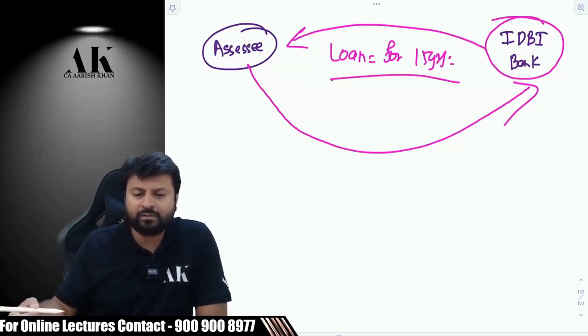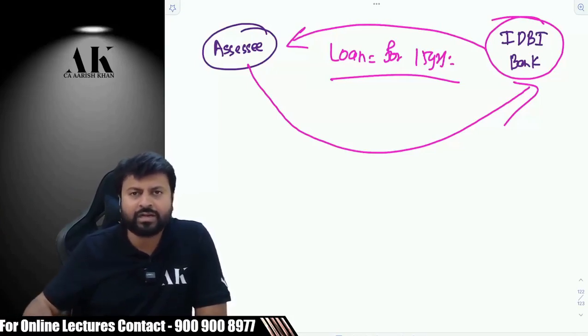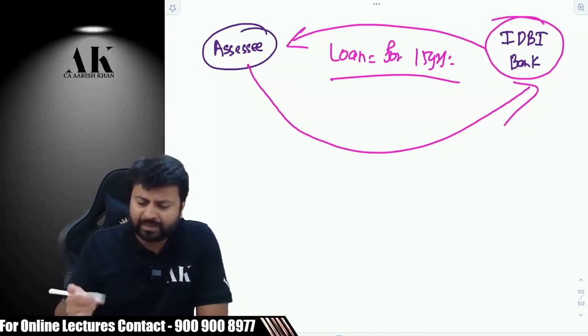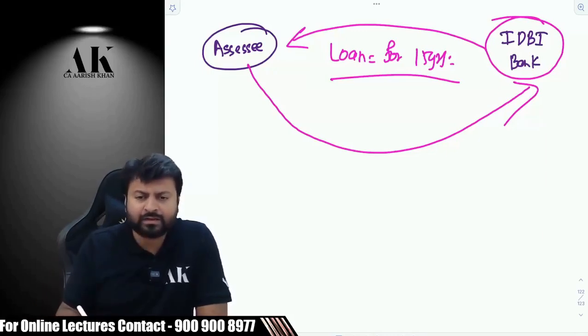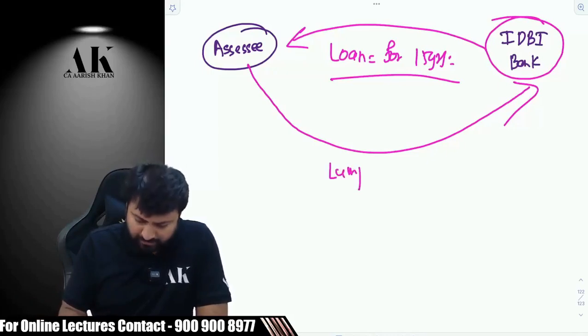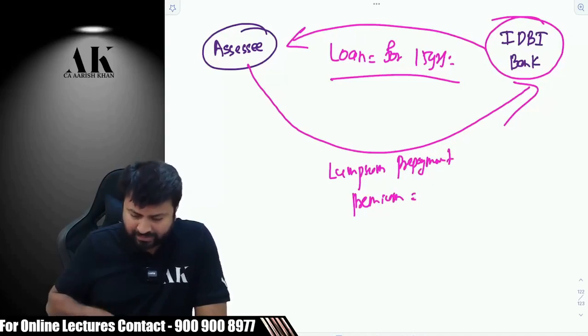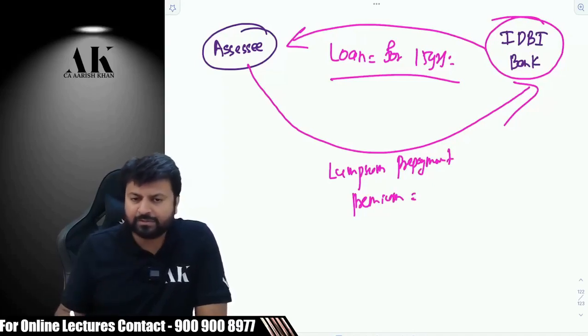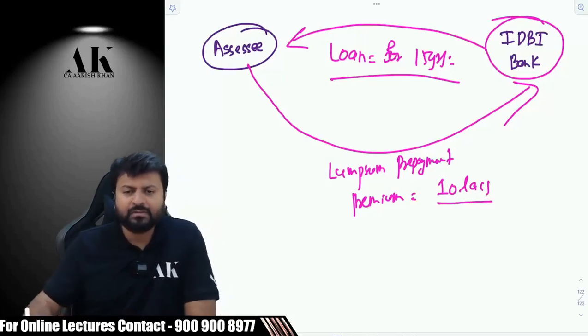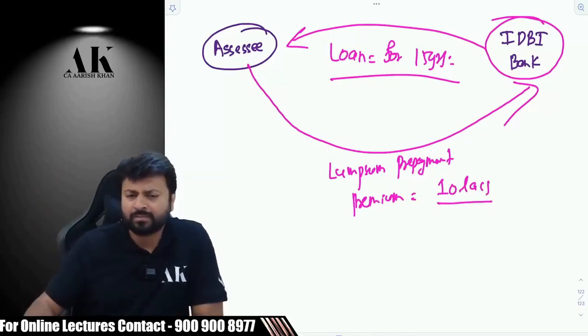So the assessee was aware that the rate had decreased. So the assessee went to IDBI Bank and said, reduce my rate of interest. IDBI Bank said you have to pay some premium for that. How much premium? A lump sum prepayment premium. Pay attention please, all of you. Very, very, very interesting case. How much premium should I pay? IDBI said you have to pay a premium of 10 lakh rupees. It was a huge loan.